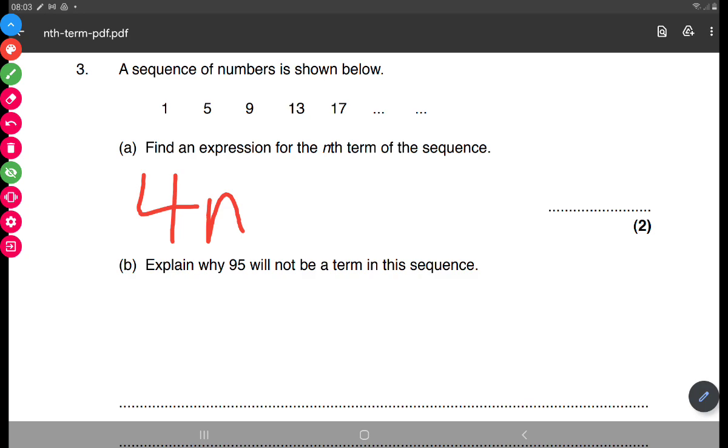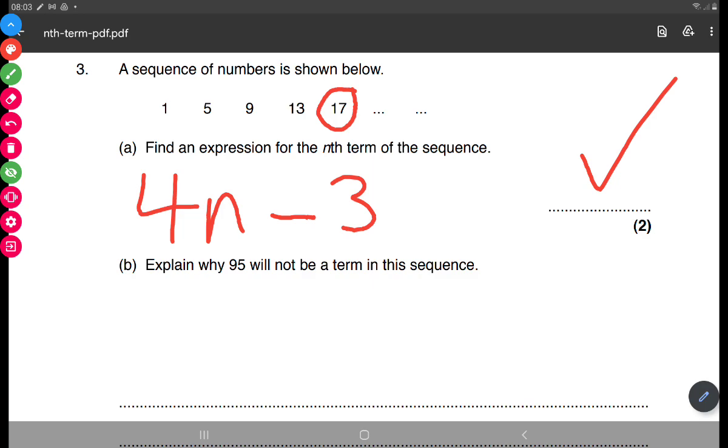So 4 times 2 is 8, but then it's 3, so maybe... Oh, hang on. Maybe 4 times 3 is 12. Ah, yes. Subtract, of course. I could use subtraction, couldn't I? Subtract 3. Right, let's see if that works. Let's pick the 5th term. 4 times 5 is 20. Subtract 3 is 17. Yes! Tick. Found the expression for the nth term.